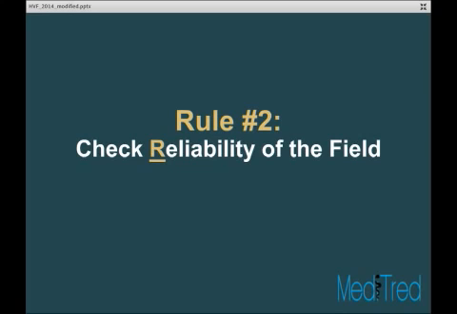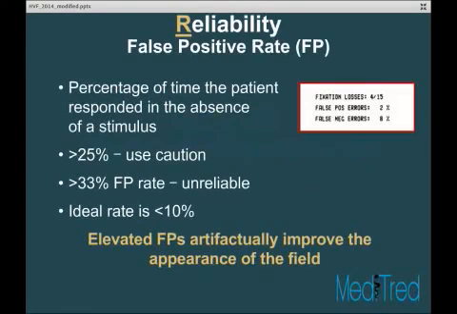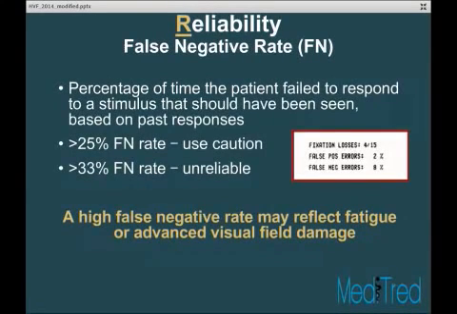Rule number 2, check the reliability of the field. What is the fixation loss rate? What is the false positive and false negative rate? Lower rates are better and indicate a more reliable field. A high false negative rate may reflect both fatigue or advanced visual field loss. Anything over 25% should be interpreted with caution.